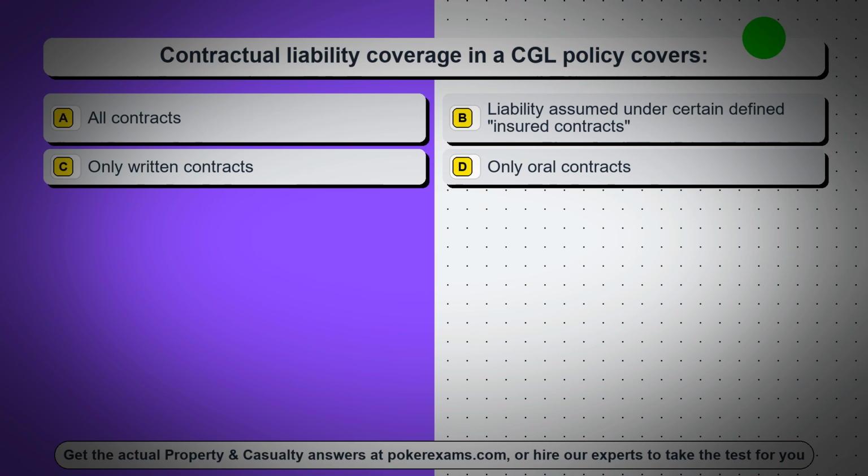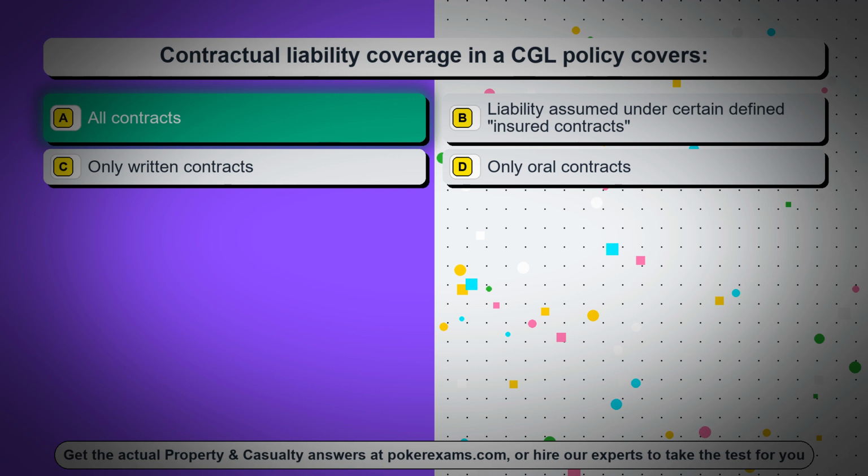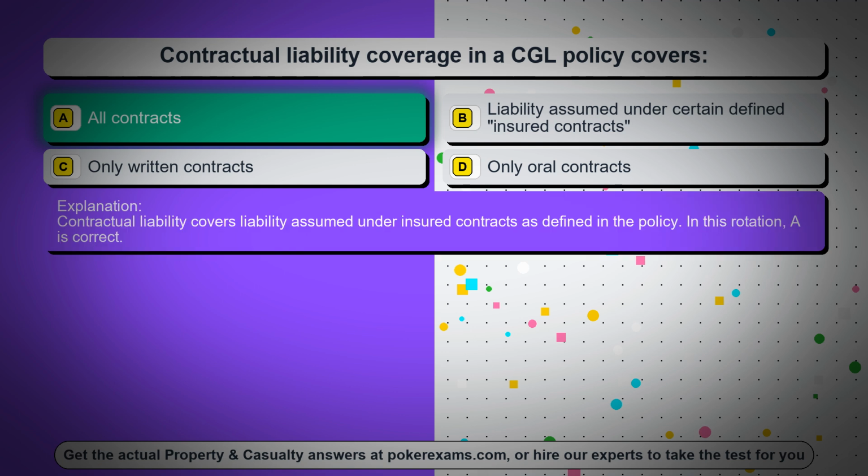Question 12. Contractual liability coverage in a CGL policy covers: Option A, all contracts. Option B, liability assumed under certain defined insured contracts. Option C, only written contracts. Option D, only oral contracts. The correct answer is option A, all contracts. Contractual liability covers liability assumed under insured contracts as defined in the policy. In this rotation, A is correct.